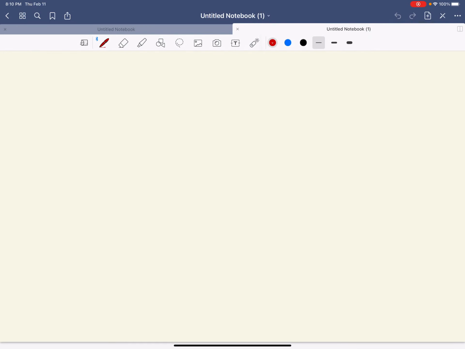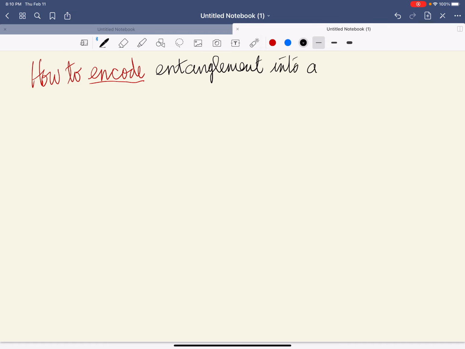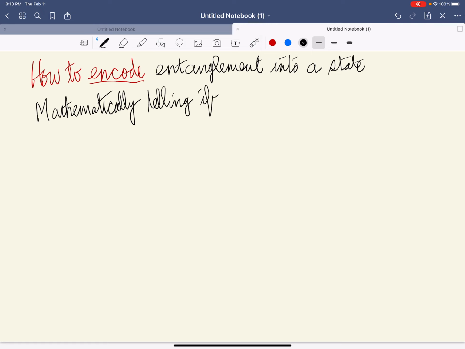Okay, everyone. Today I'm gonna talk about a theme of how to encode entanglement into a wave function or into a state. So in the past lecture, I talked about a mathematical criteria, a mathematical way of telling whether some state is entangled or not.